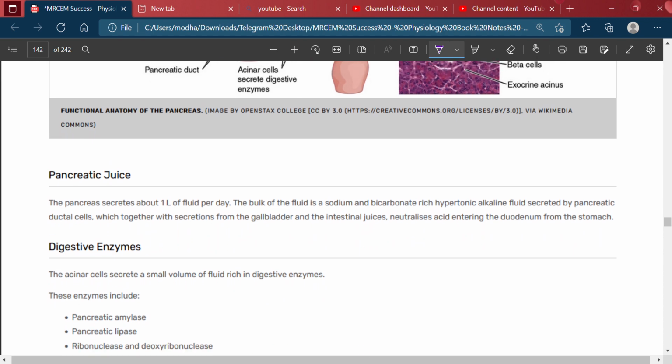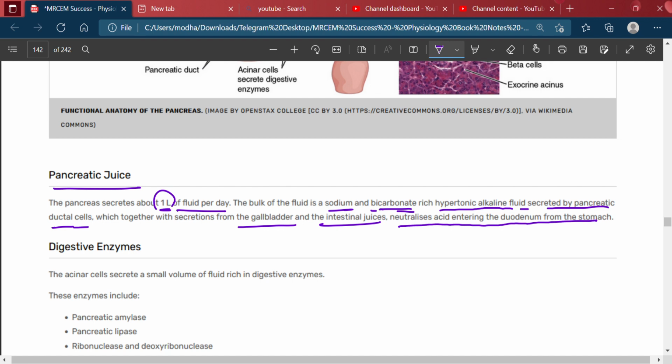Pancreatic juice. The pancreas secretes about 1 liter of fluid per day. The bulk of the fluid is sodium and bicarbonate rich hypertonic alkaline fluid secreted by the pancreatic ductal cells, which together with secretion from the gallbladder and the intestinal juice neutralize acid entering the duodenum from the stomach.